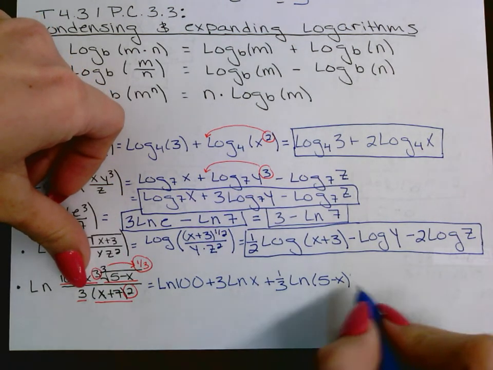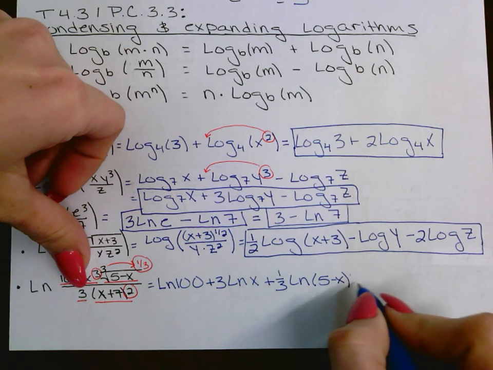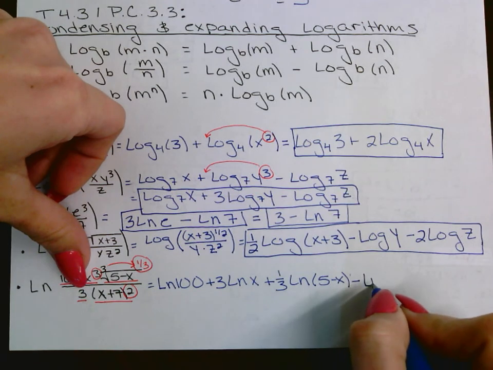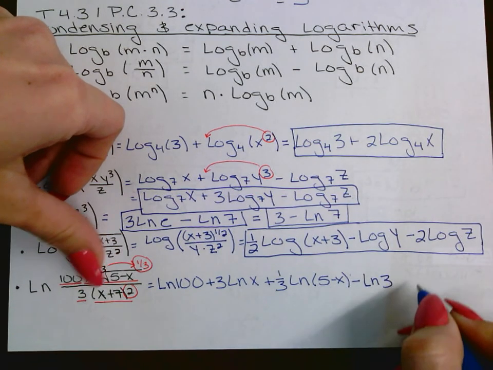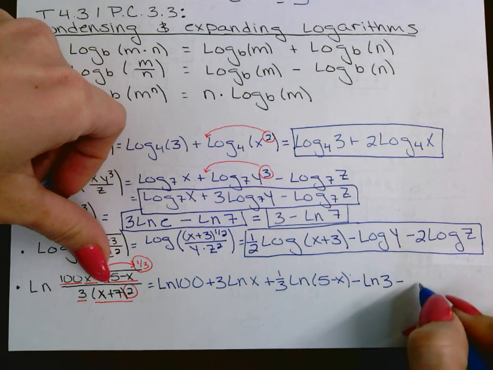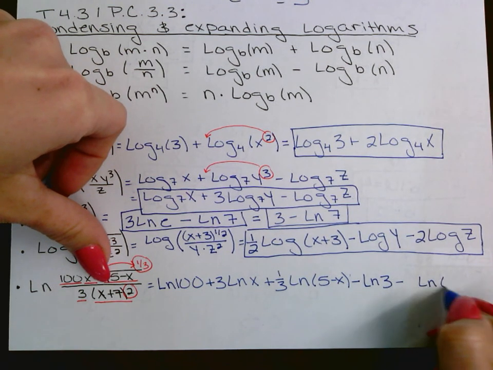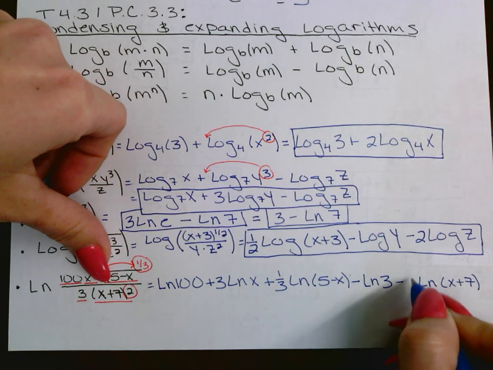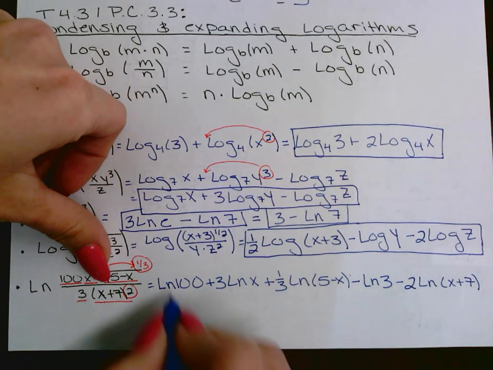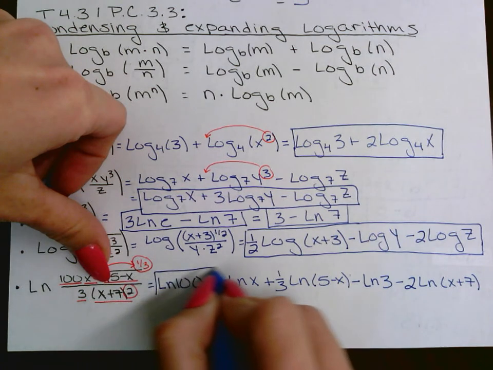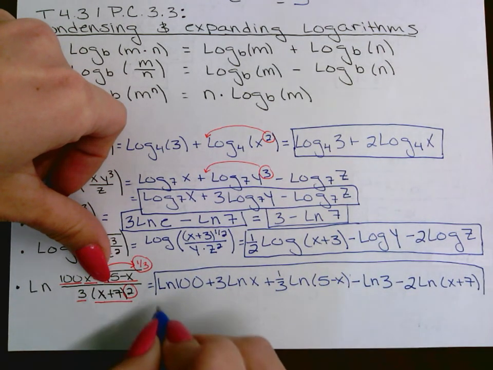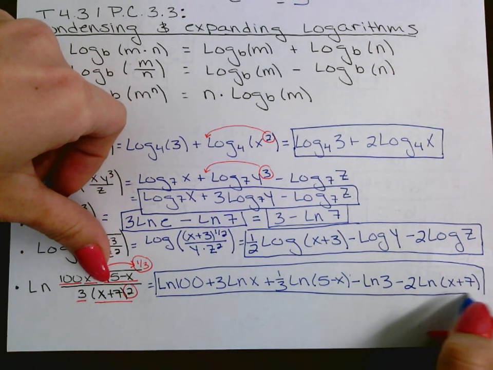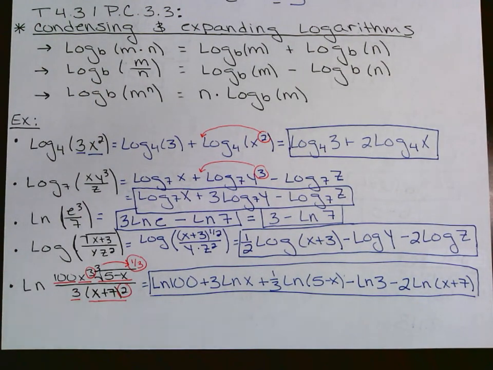And now we're down to the denominator, so I'm going to start writing with minuses. Minus ln of 3, and then minus ln of x plus 7, but instead of writing the squared up here, I'm going to put it as a coefficient of 2. Again, if you do not feel comfortable doing this all at once, take your time. And there you go. That's 3.3.